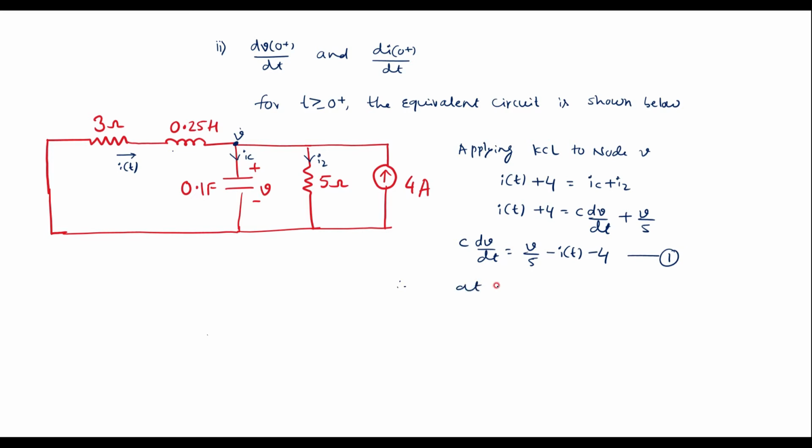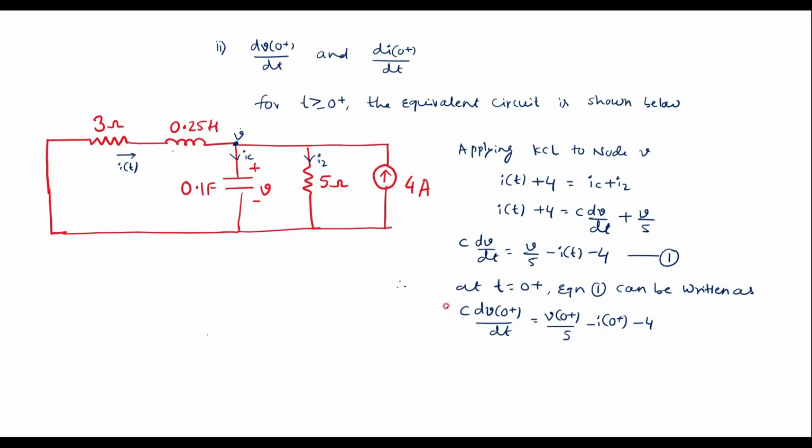Therefore, at t is equal to 0 plus, equation 1 can be written as C dV of 0 plus by dt is equal to V of 0 plus by 5 minus I of 0 plus minus 4.